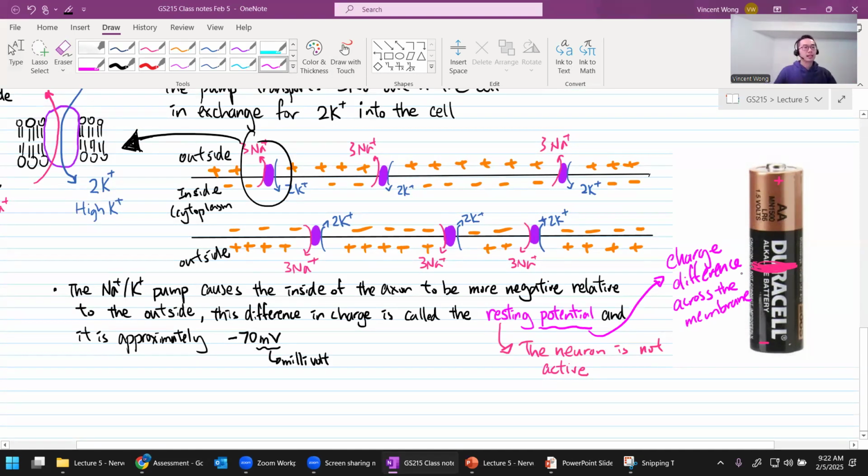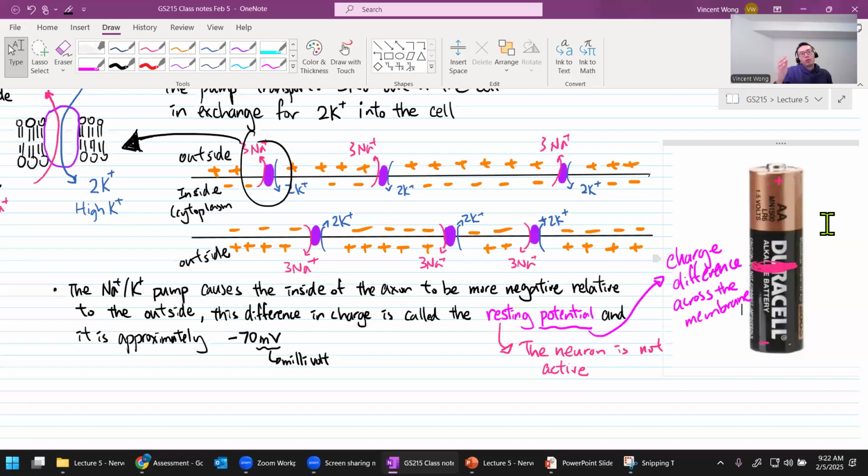Yeah, someone said 1.5 volt. Is that the resting potential for the battery? Yeah, sure. You know those rectangle ones, the 9 volt battery? That would be like the resting potential, sort of. So potential is just a charge difference across the cell membrane.